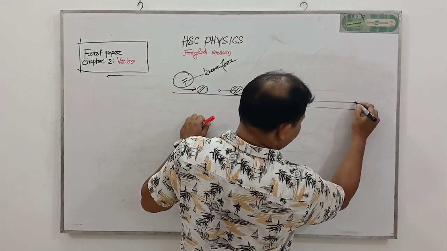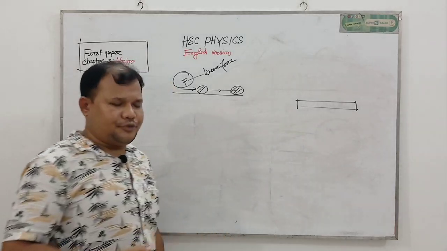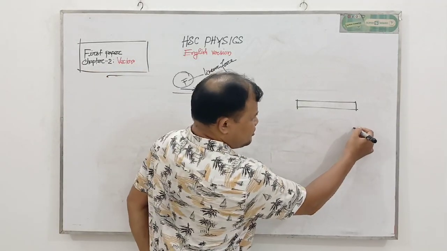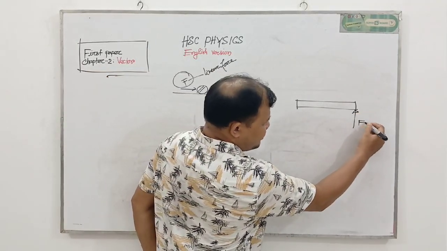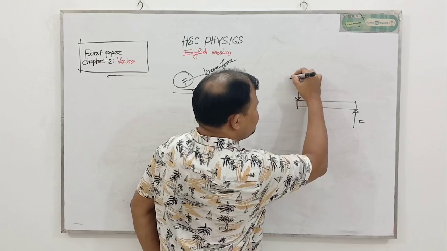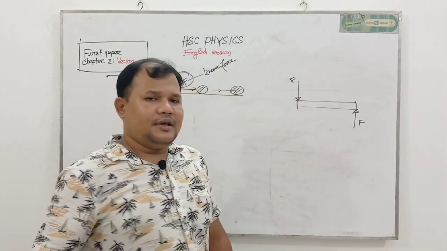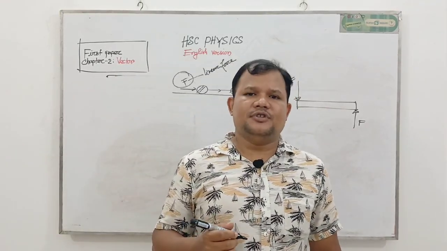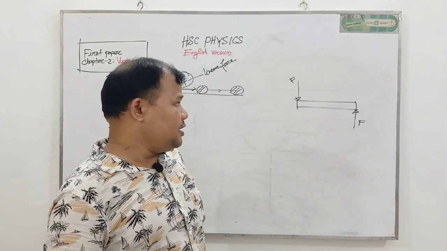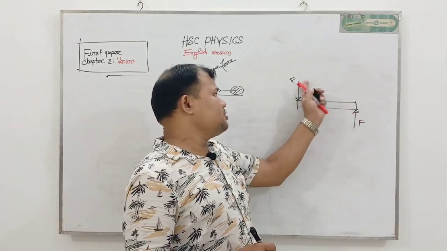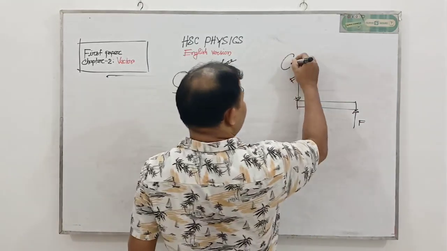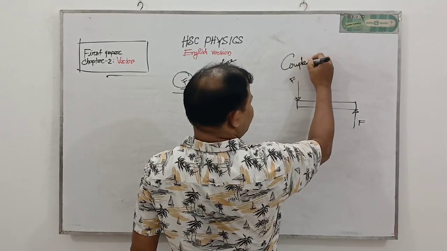Suppose here has a body. If we apply two forces, suppose the direction of this force is F and the direction of this force is also F. If the same amount but opposite direction of two forces apply on the body, then the name of these two forces is called couple force. Couple, couple force.